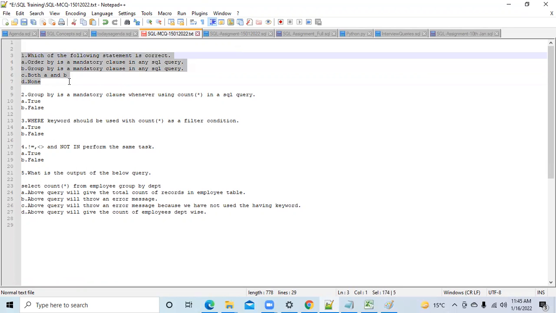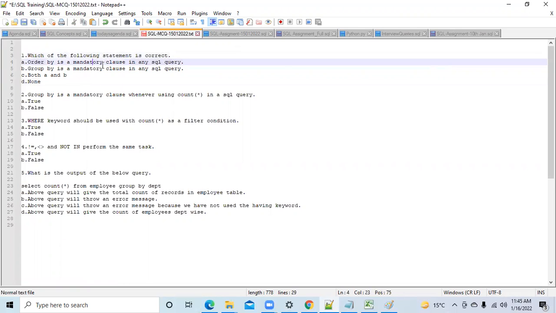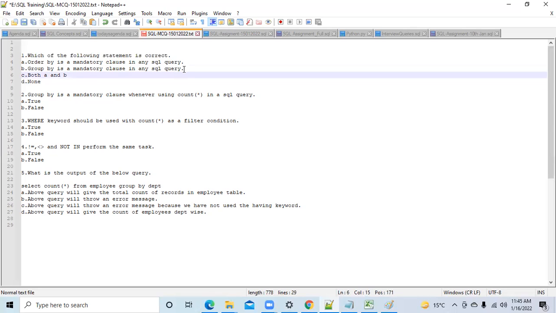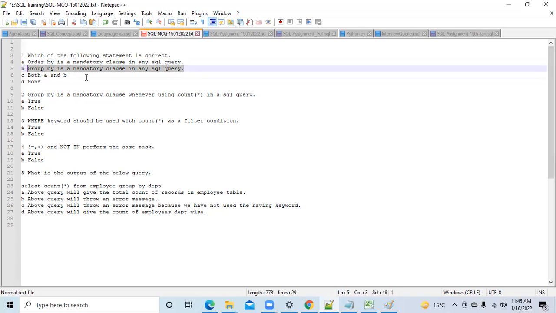Which of the following is correct? Is order by mandatory or not? No, sir, not mandatory. Is group by mandatory or not? No, group by is not mandatory. Correct. Purposely I do this to confuse you. Group by is mandatory under conditions. What is that condition? When you're using count, sum, or max, then only group by is a mandatory clause. Otherwise, don't think that group by is a mandatory clause in any SQL query. Is that clear? So which one is the correct option of question number 1?